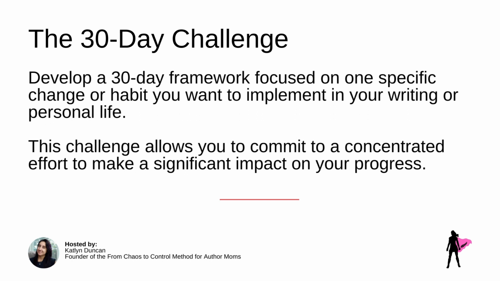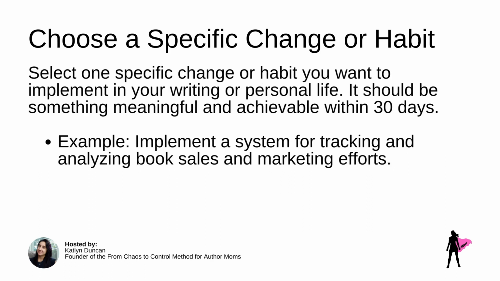Now, the 30-day challenge. I'd like you to develop a 30-day framework focused on one specific change or habit that you want to implement in your writing or personal life. Now, this challenge allows you to commit a concentrated effort to make a significant impact on your progress. So, select one specific change or habit that you want to implement in your writing or personal life. It should be something meaningful and achievable within 30 days. For example, implementing a system for tracking and analyzing book sales and marketing efforts.